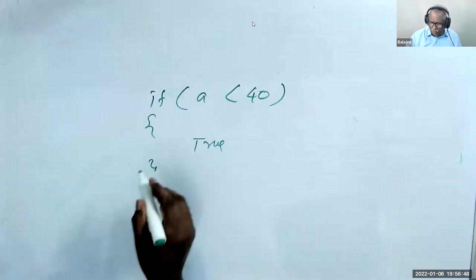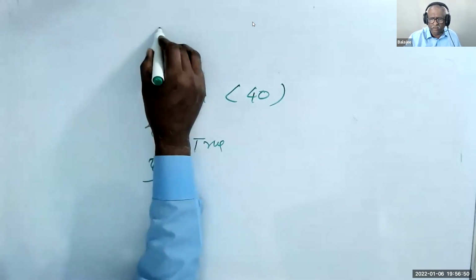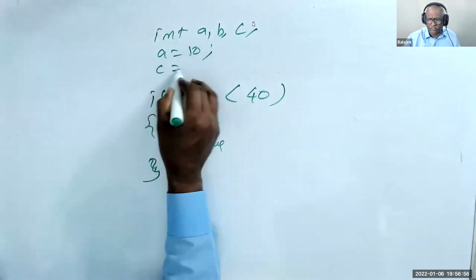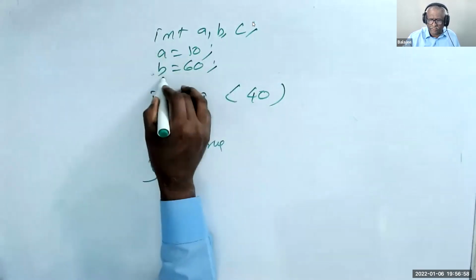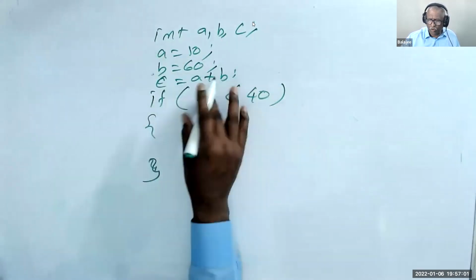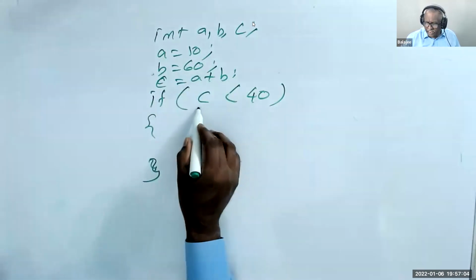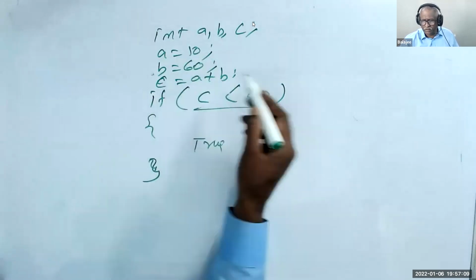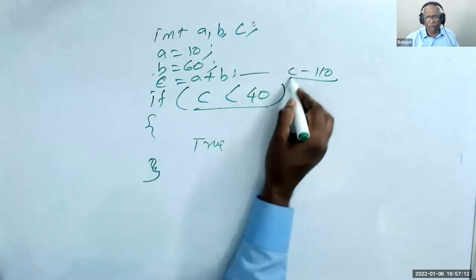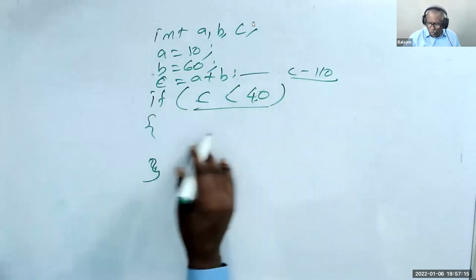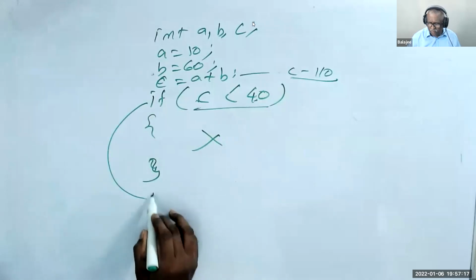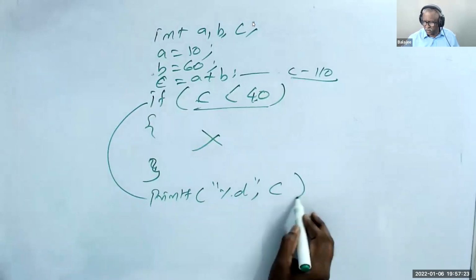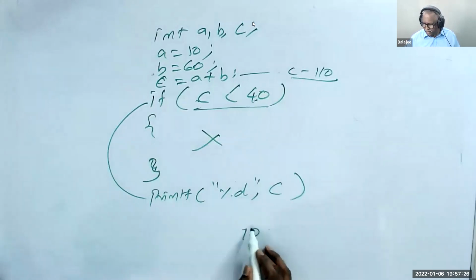See, like this. Let us assume I say int A, B, and C. A equal to 50. C is equal to 60. B is equal to A. C is equal to A plus B. Now I'm asking, is A less than 40? No, it is false, because C is now 110. Is it 40? No. So what happened? This will not run here. It will directly come here. Printf.